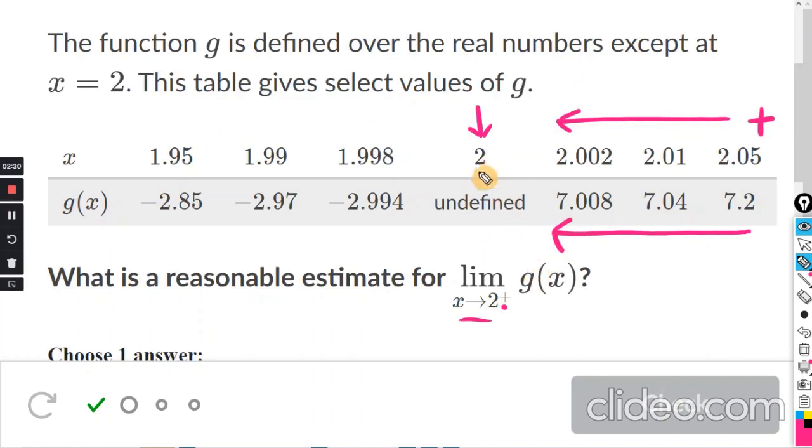Does it matter that the function is undefined at 2? No, that does not matter. We're looking at what it approaches, not what it is at 2. So we're looking at just these values right in here. As you can see, 7.2, 7.04, it's getting closer and closer to 7. So ignore the undefined, and ignore the values from the negative side. Those are irrelevant. We can see from this right here, it's approaching 7.